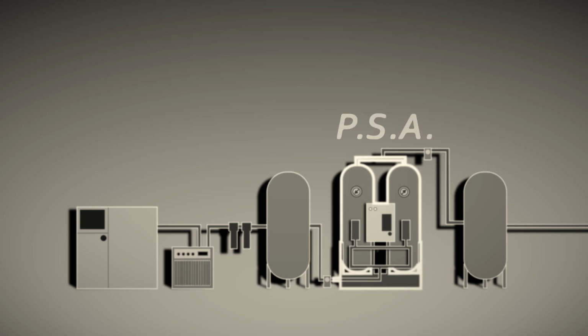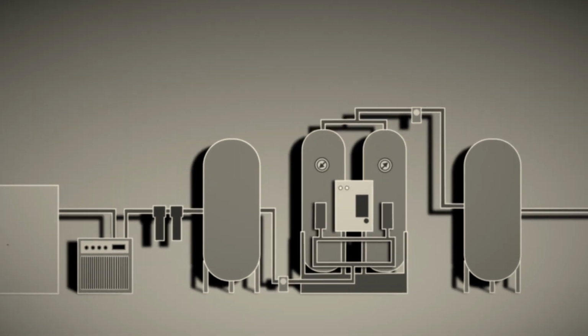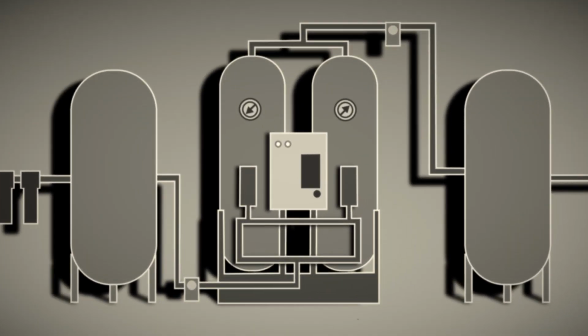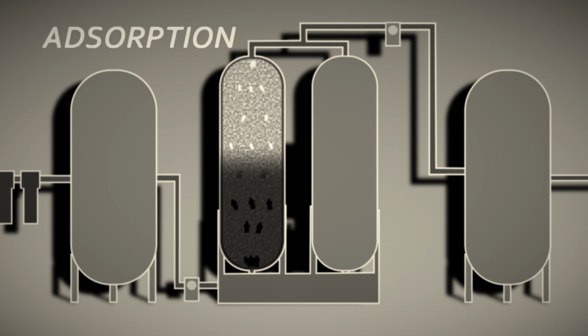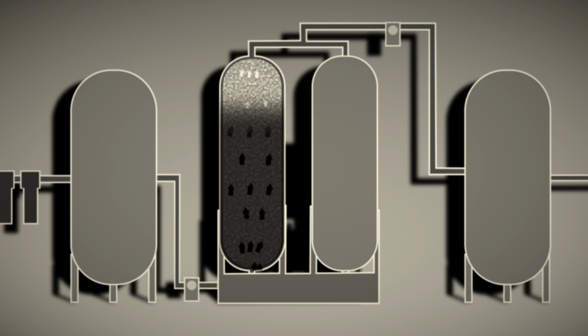Let's take a close look at the PSA. Here, the dry, filtered, pressurized air from the previous stage flows through the zeolite. At high pressures, nitrogen in the air will stick to the surface of the zeolite. This is known as adsorption. While nitrogen is adsorbed by the zeolite, oxygen and other trace gases pass through. After a short time, the zeolite becomes saturated with nitrogen.